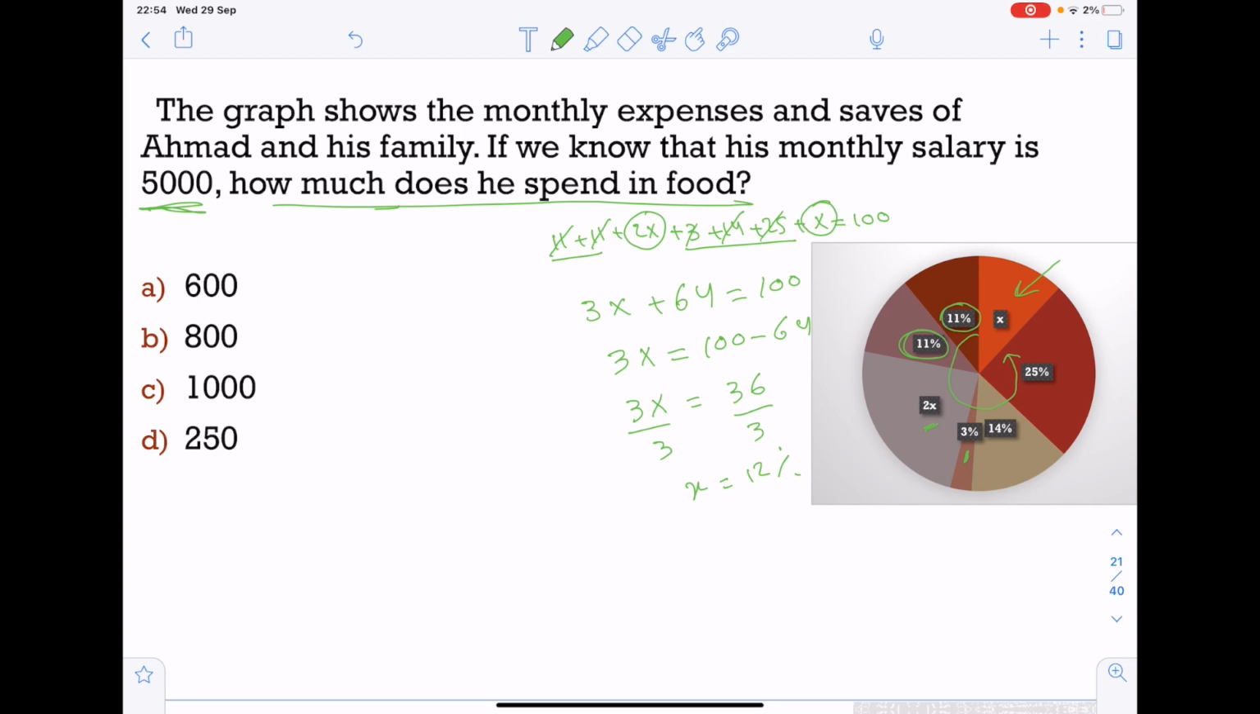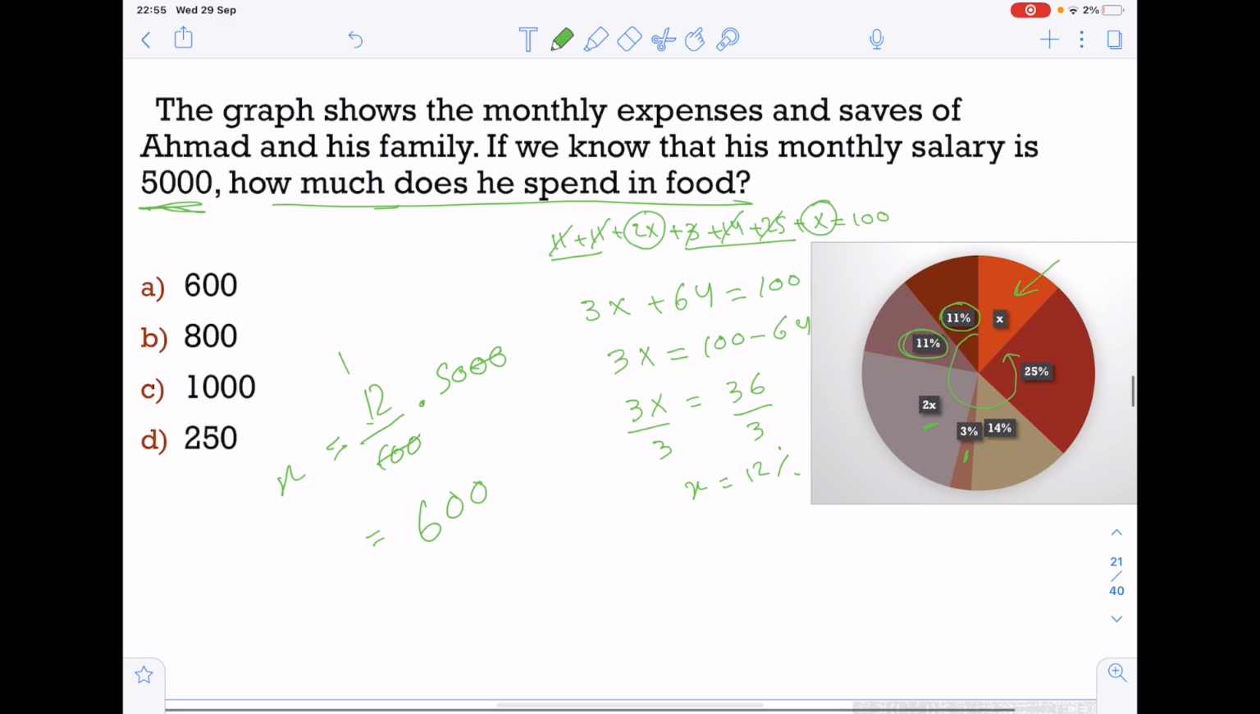Now we have to find the exact amount of x. So 12 over 100 of the 5,000, because it's 12% of the 5,000. This is my x. So now we will cancel this 2 with this 2, then we multiply 12 with 50. So 5 times 2 is 10, and 5 times 1 is 5, plus 1 is 6. So the answer is 600.